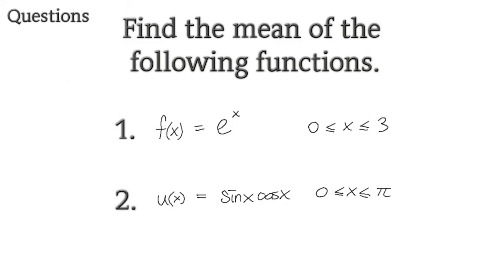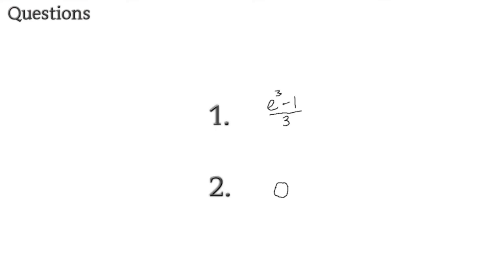So the questions are shown here. Find the mean of the following functions. These 2 questions should get you started on practicing how to find the mean of a function. And as usual, I'll give you 5 seconds to pause and do the questions. I will tell you the answer in 5, 4, 3, 2, 1. And here we have the answer. Question 1, very straightforward. Question 2, use the double angle formula and you should be able to get 0 because it's a cosine of 2x.